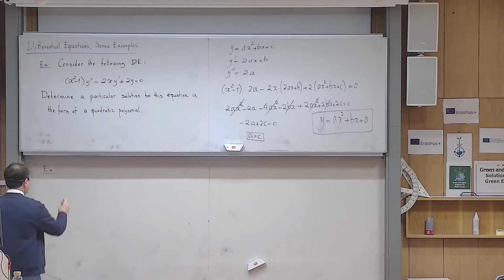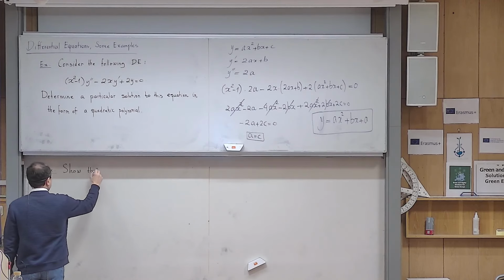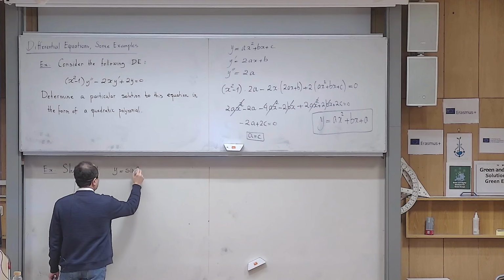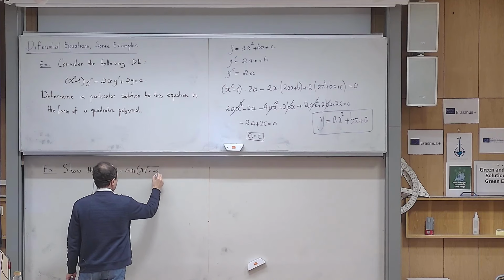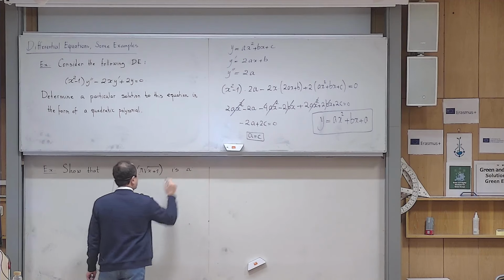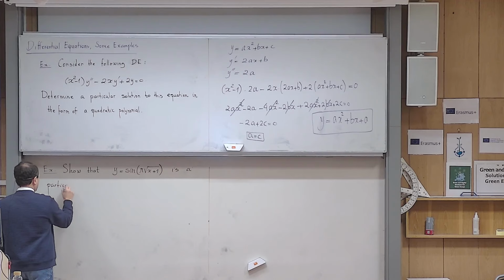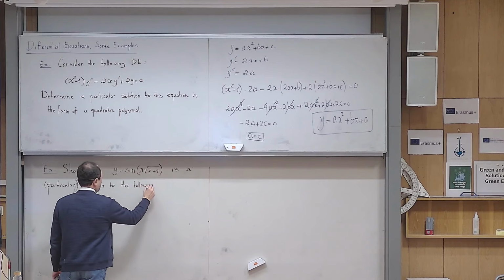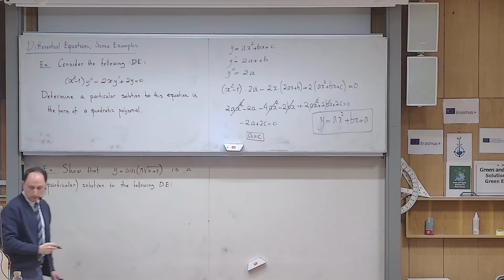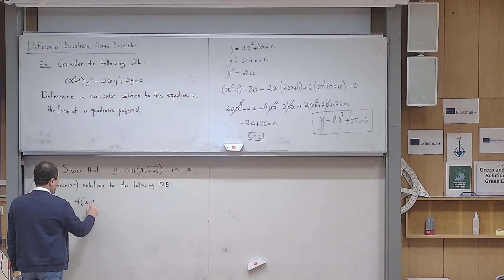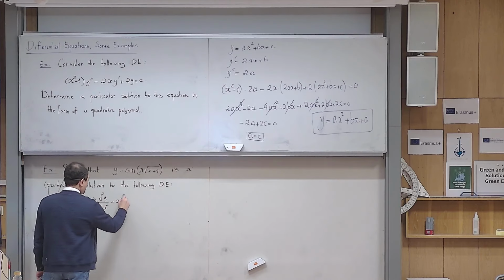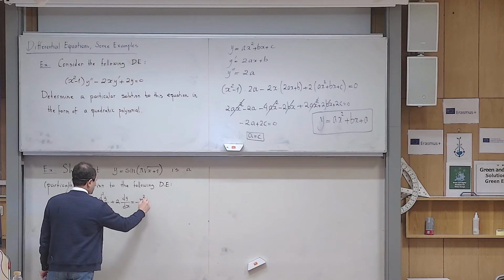Show that y equals sine of pi multiplied by the square root of x plus 1 is a particular solution, or you can just say a solution, to the following differential equation. The differential equation is this: 4 times (x plus y) times the second derivative of y, plus 2 times the first derivative of y, equals minus pi squared y.